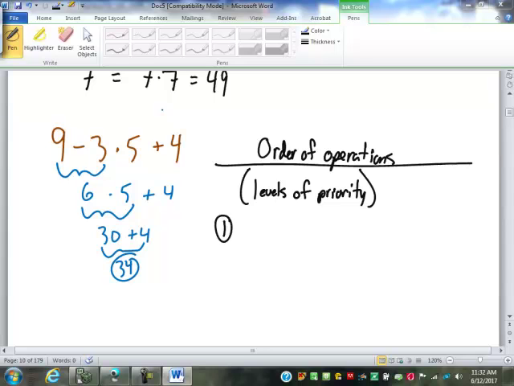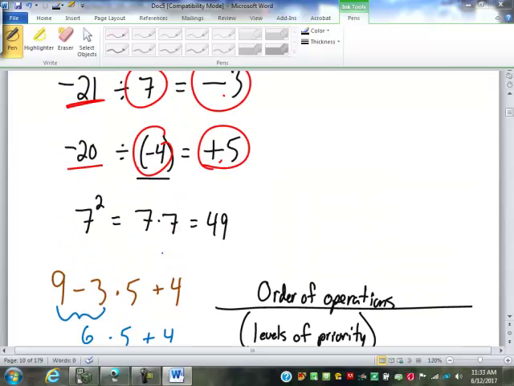Our highest level of priority is enclosing symbols. Now, many of you have probably been given just parentheses as that one. Parentheses is one type of enclosing symbol, but there are several others. And parentheses, even though they're there, are not always an enclosing symbol. Sometimes, like here, that wasn't an enclosing symbol. That's just telling us that's a -4 instead of -4.